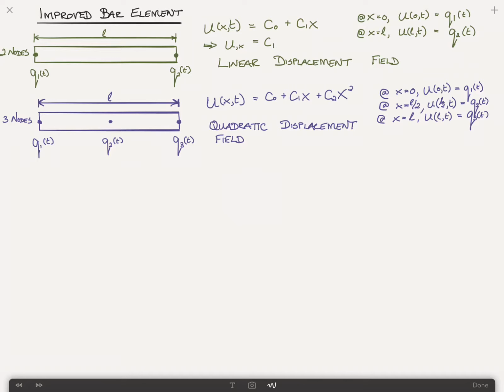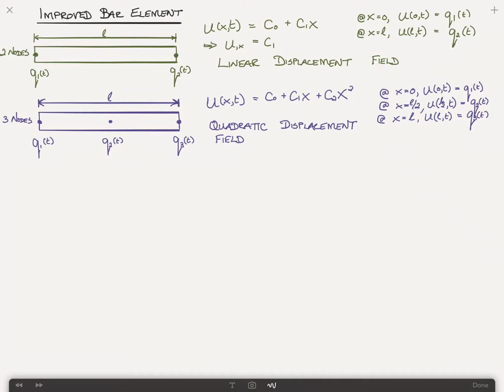It will become a little bit obvious later why I've numbered it in this fashion, although you could name q2 and q3, you could reverse them if you preferred that your middle node was q3. As a result of the quadratic displacement field, when we take the derivative of u with respect to x, we're going to get linear strain as opposed to constant strain.